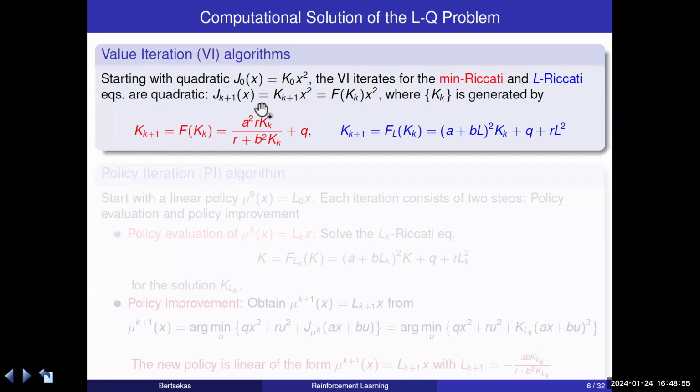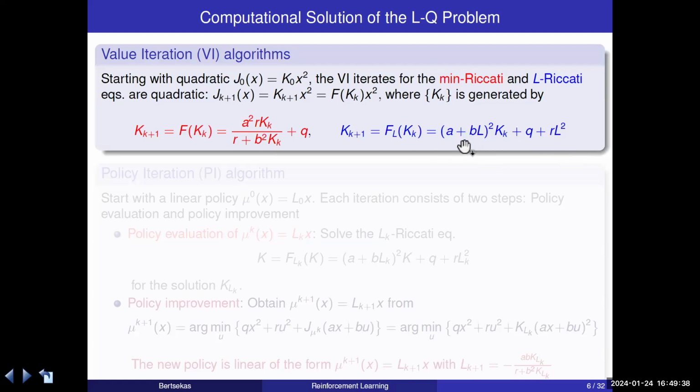And then we generate successive iterates by using this formula, with this f being the Riccati operator. So from K0, we get K1, K2, and so on, according to this formula. And the sequence of Ks converges to K star. And there's a similar iteration for a given policy, a given linear policy with coefficient L. We iterate with the L Riccati operator, starting from some initial K0.